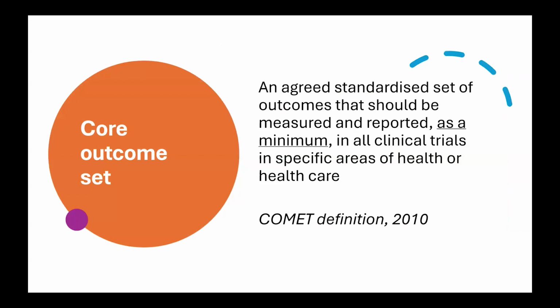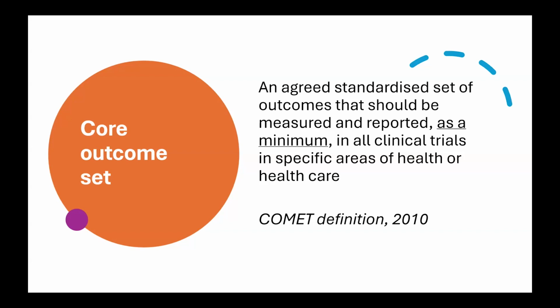So one solution is the idea of a core outcome set. It's an agreed, standardized set of outcomes that should be measured and reported as a minimum in all clinical trials in specific areas of health or healthcare. So the important aspect is that the core outcome set is the minimum outcomes. We're not saying that trials should only measure these outcomes, but there should be a small core group that would be measured in all trials for a specific disease area. And then trialists would be free to add additional outcomes that are relevant to their specific trial.